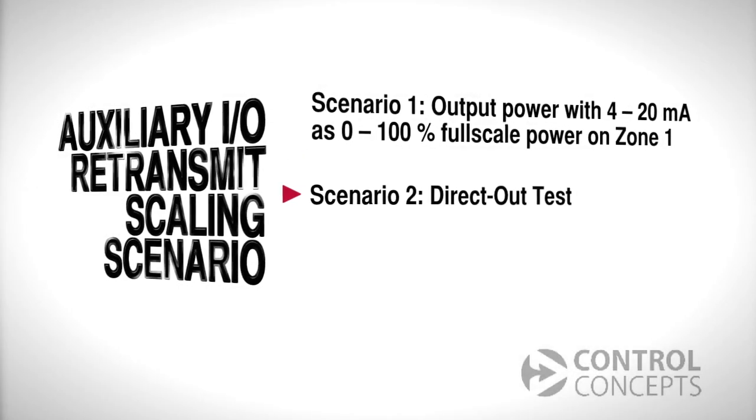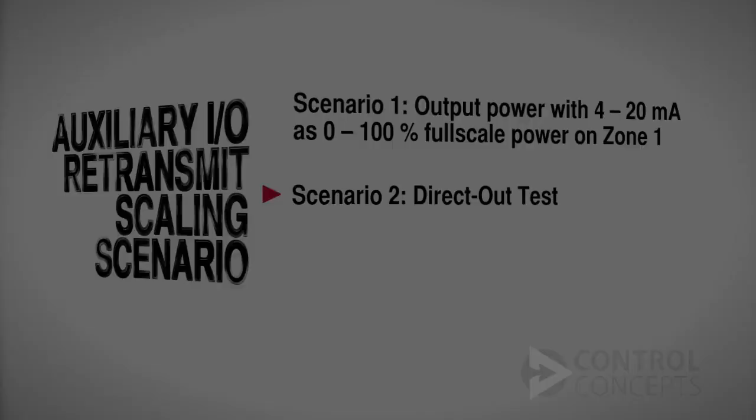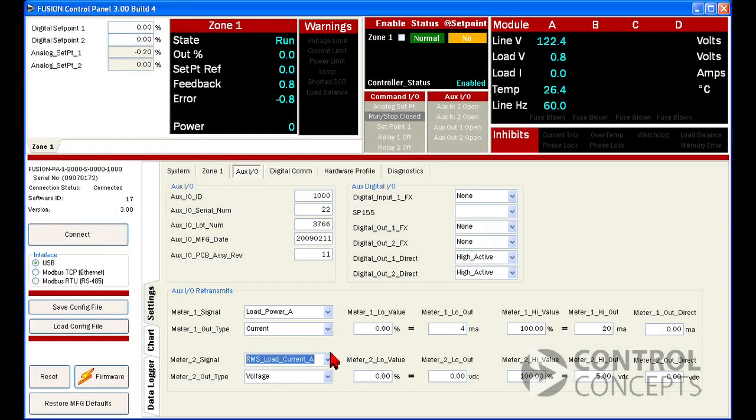Let's look at one more scenario. You might want to use a direct out test for troubleshooting or system startup. We'll change meter 2 signal to direct out. And let's also change the output type on meter 2 to 4 to 20 milliamps current.